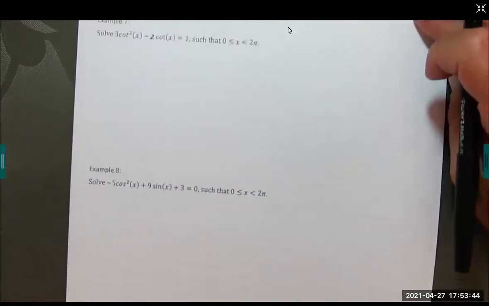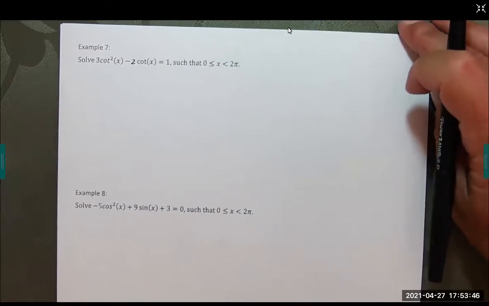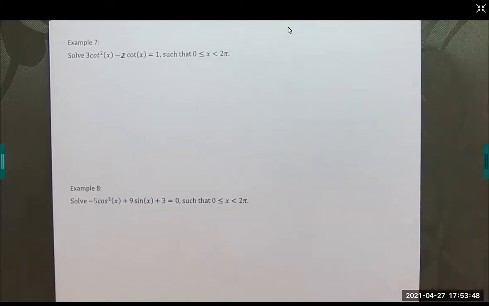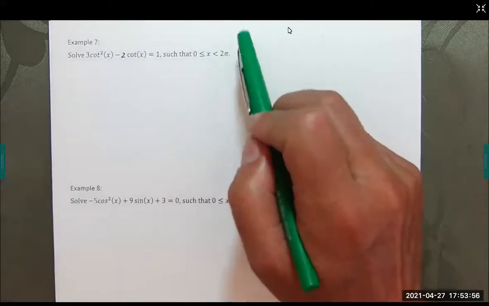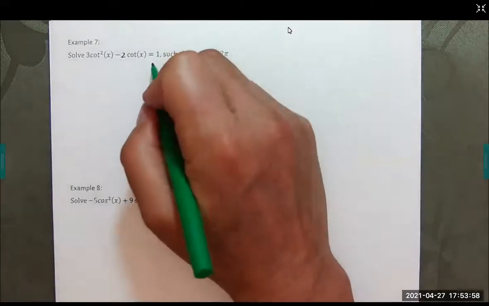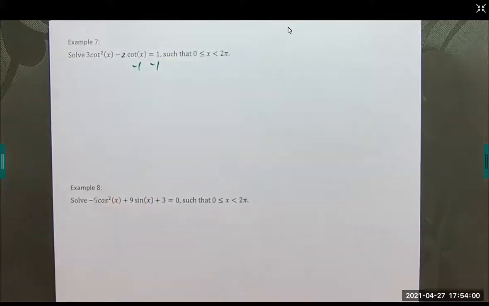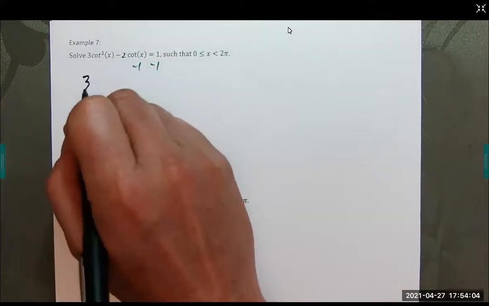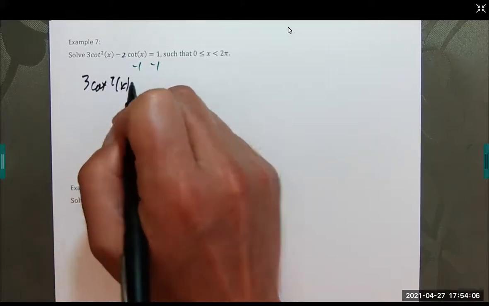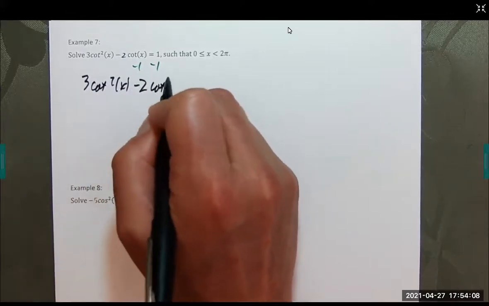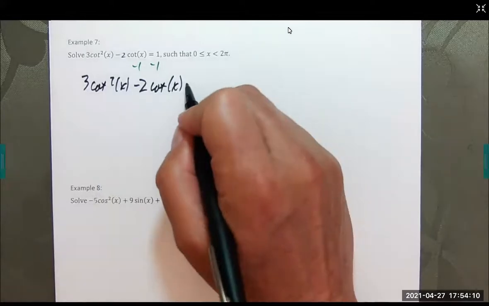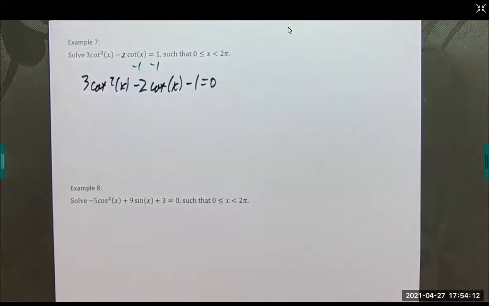We are up to number 7. So here I have 3 cotangent squared x minus 2 cotangent x equals 1. And now we're back to between 0 and 2 pi. So I'm going to subtract a 1 from both sides. And once again, I'm going to factor it.